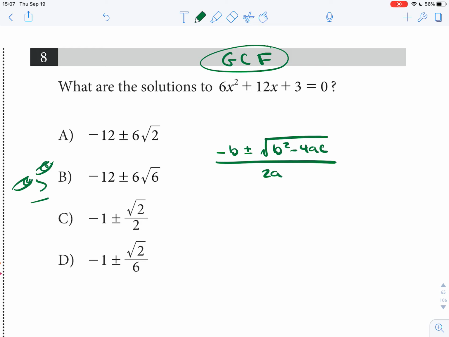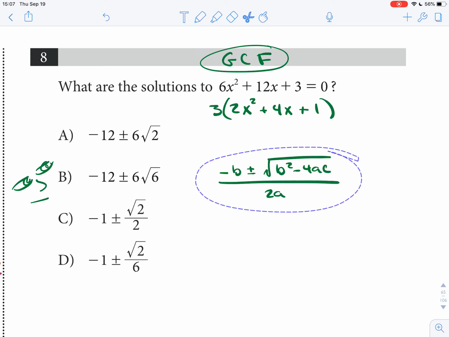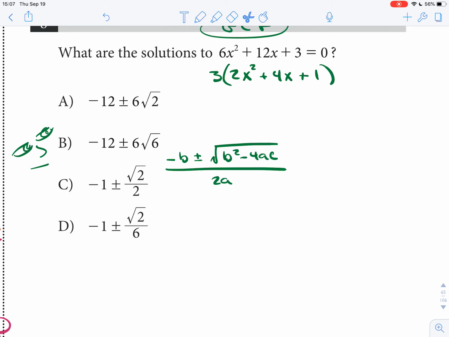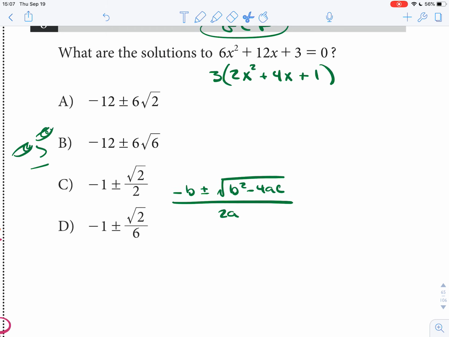So the greatest common factor is going to be a 3. That's going to yield us 2x squared plus 4x plus 1. Perfect. Now, you're going to note here that I have the old quadratic formula written out. The reason I have that written out is because look at our answer choices.